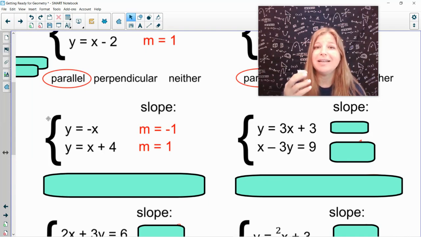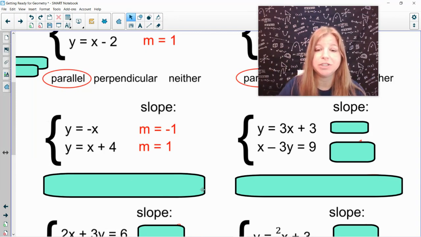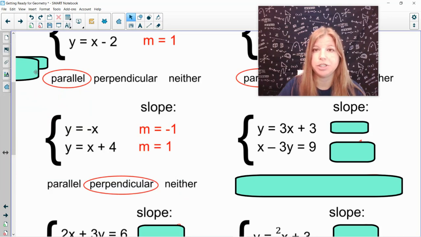So the negative or opposite reciprocal of negative 1, if I took negative 1 and I flipped it, made the reciprocal, and I changed the sign, I would get positive 1. Okay, negative 1 and positive 1 are negative or opposite reciprocals of each other, which means that these two equations are perpendicular to each other. Let's take a look at the next one.